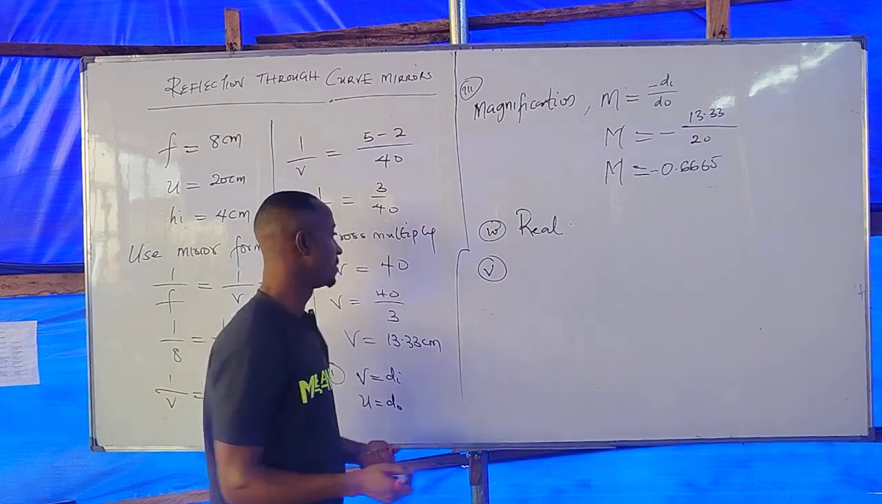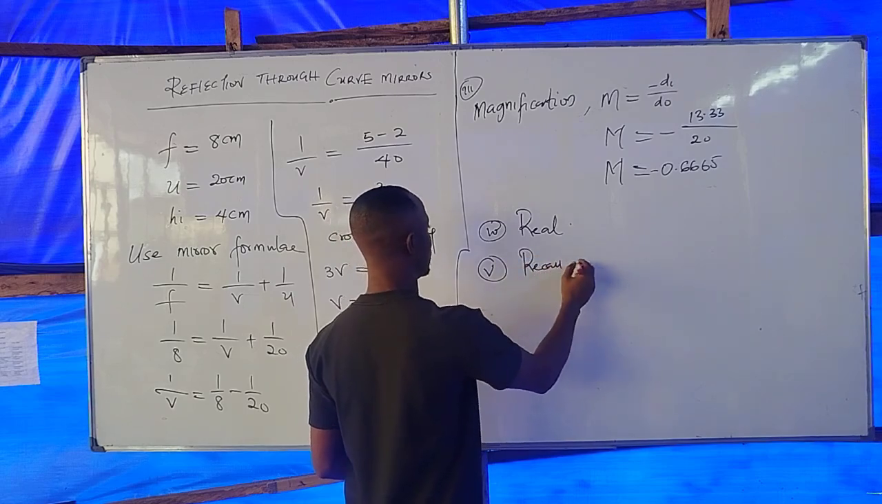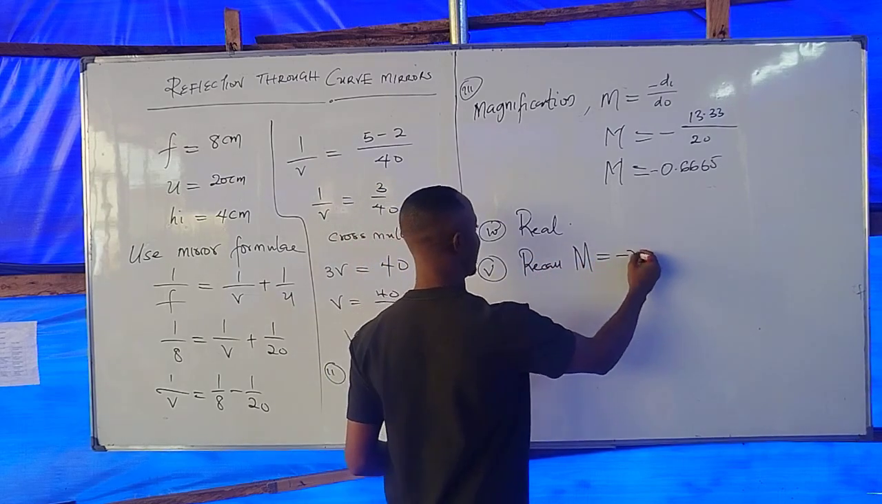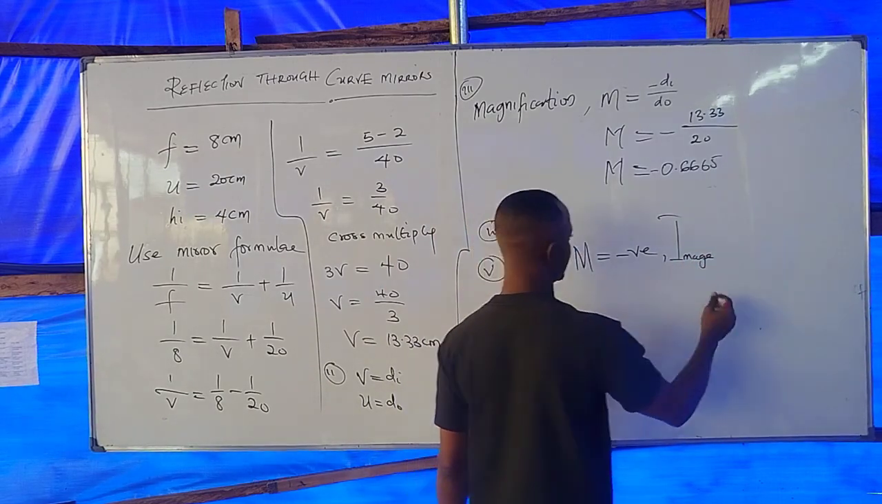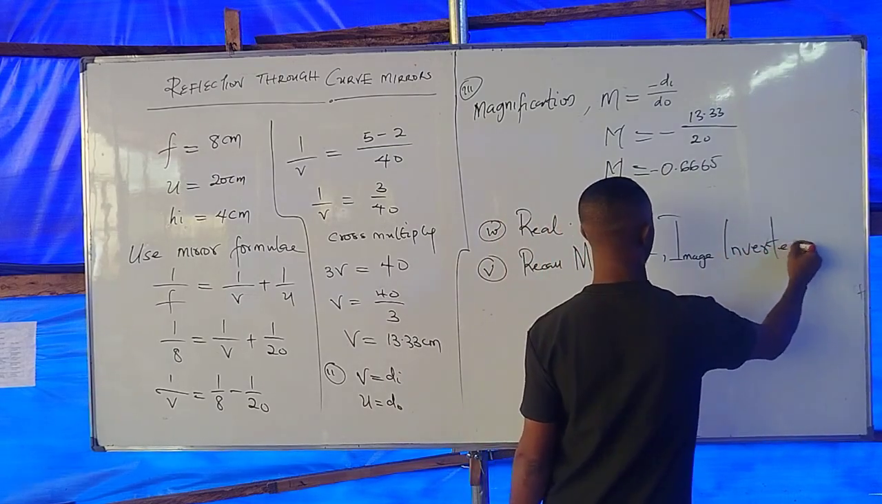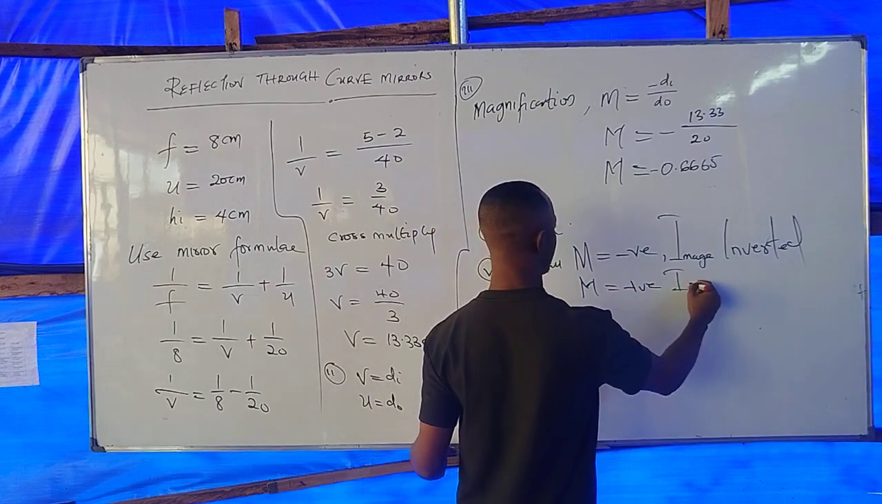Inverted, good. So for this, we recall that when magnification is negative, what's the image formed? Inverted, right? Good. But when magnification is positive, what's the image formed?